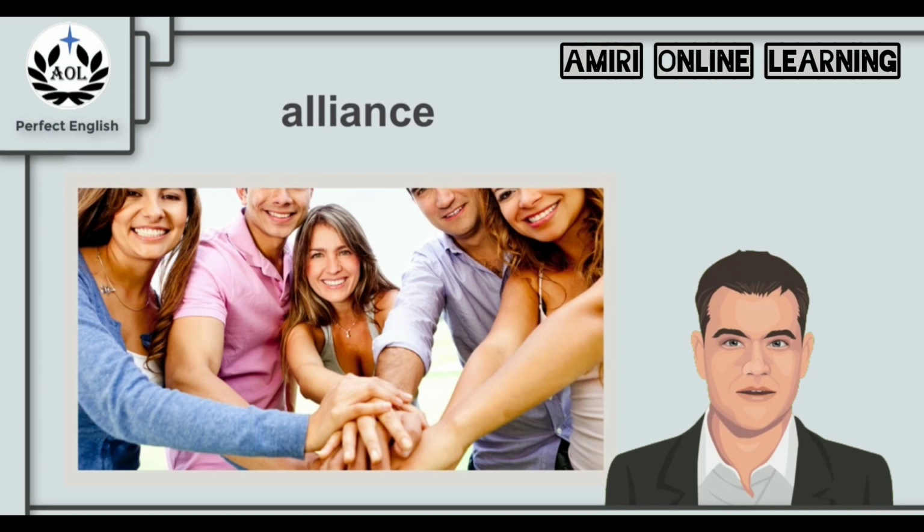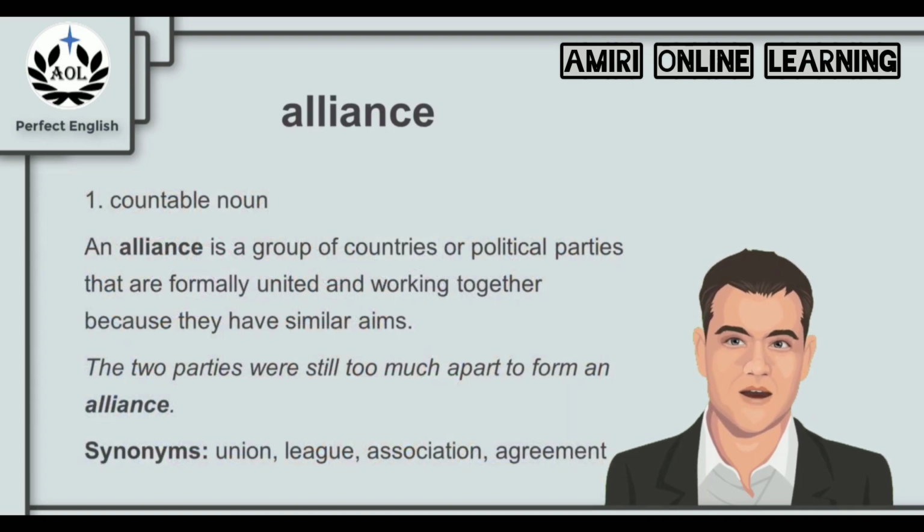Now if you look at this picture, you can see a group of maybe friends, maybe people who know each other, partners, associates, but we can see that they are all kind of united. Maybe it's friendship, or maybe it's kind of business, who knows? But how do you think that relates to the word alliance? Let's find out. Now, alliance is a countable noun.